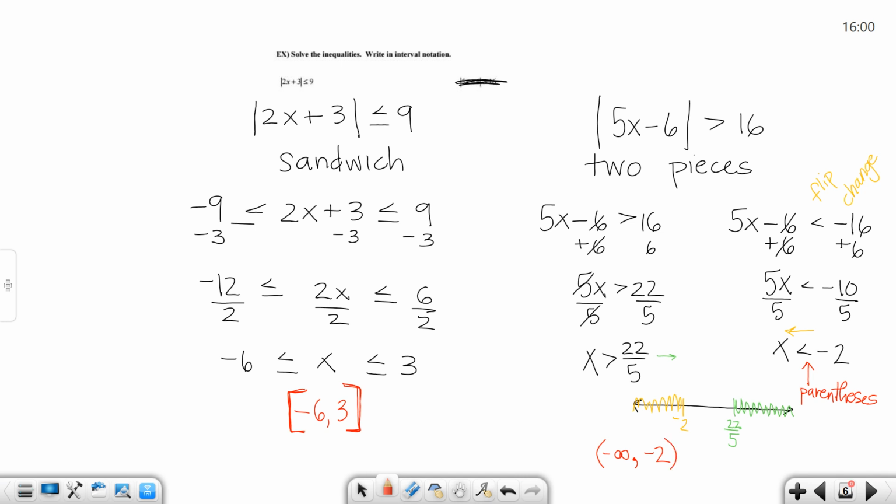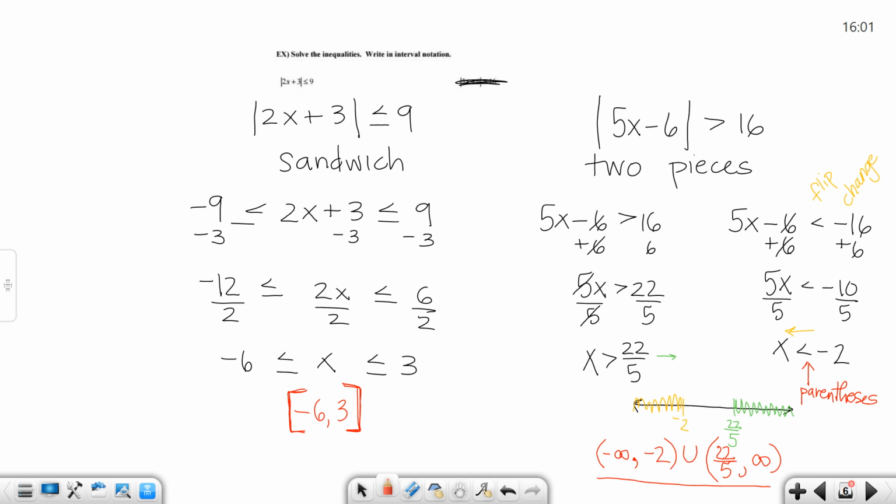I'll also pick back up on the green side, and it would start at 22/5, and it would go to infinity, and the 22/5 also uses parentheses. We put a U in there to represent "or." So this is what our answer would look like in the red. So that's what I mean by it has 2 pieces.